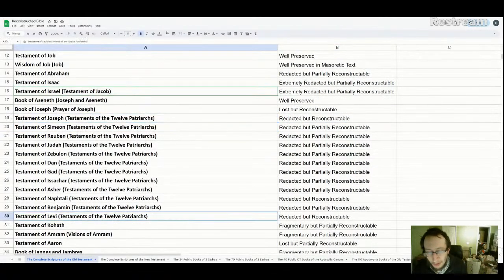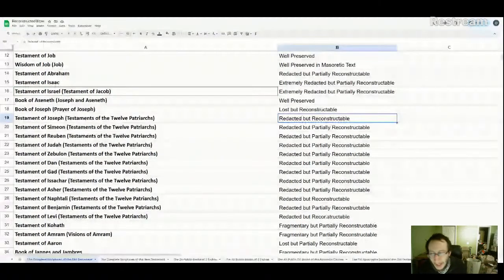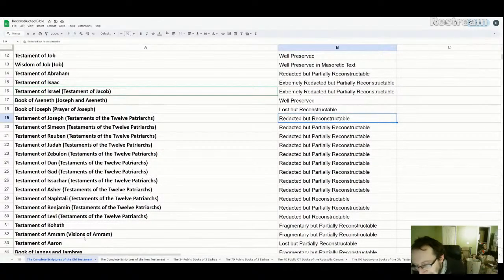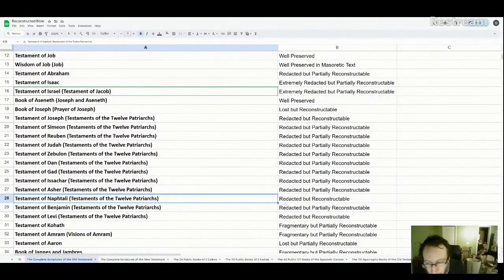Next, we have the Testaments of the 12 Patriarchs, and I have the Testament of Joseph as redacted but reconstructible. Most of these I have as partially reconstructible, but I have the Testament of Naphtali as reconstructible and the Testament of Levi as reconstructible. The reason for that is we actually have fragments of the Testament of Levi in a much longer form, Aramaic fragments. We also have a Hebrew midrash of the Testament of Naphtali. So that's why we can use that Hebrew midrash to reconstruct very well the Testament of Naphtali, and we can use the Aramaic fragments to reconstruct very well the text of the Testament of Levi.